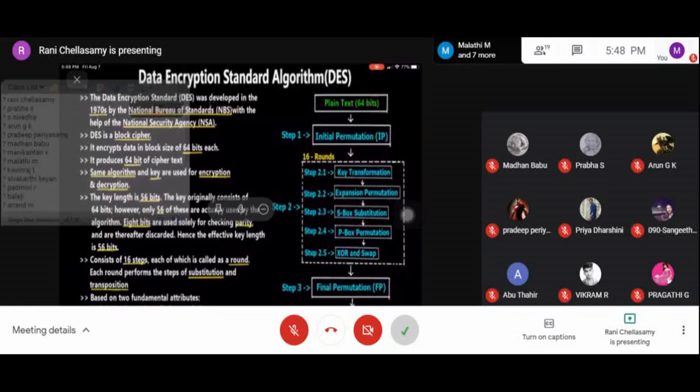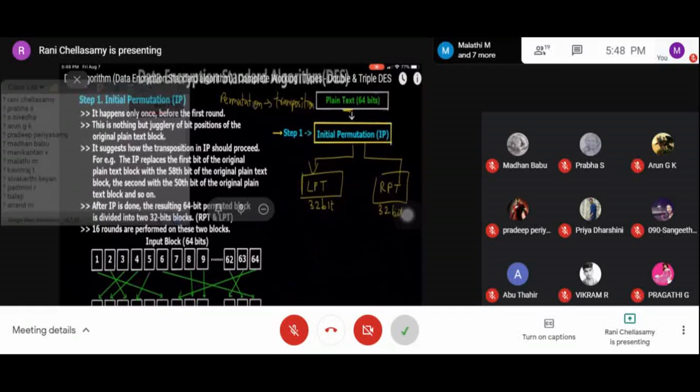The first step, IP, represents the initial permutation. In the picture, the plain text is given as input as 64 bits. Upon doing the initial permutation, that is, interchanging of bit positions, the 64 bits are divided into two 32-bit halves: LPT means left plain text and RPT means right plain text. This initial permutation happens only once, before the first round.